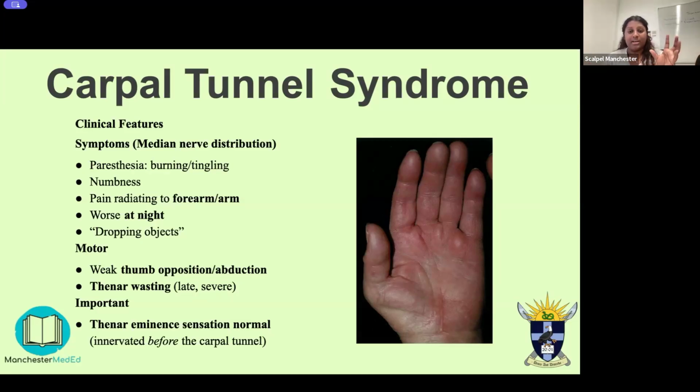And just remember that basically it's all to do with the nerve entrapment, and just know the innervations and which part the median nerve covers, which part the ulnar nerve covers. And that should get you most of the way in your PassMed or Quesmed questions as well.